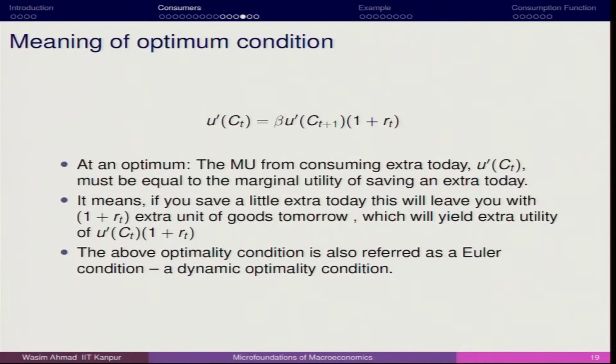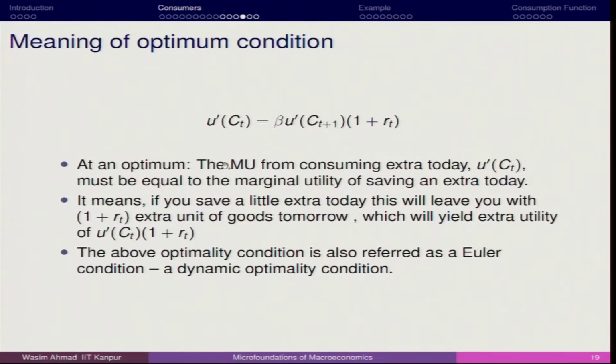These days a lot of theoretical aspects of macroeconomics are being examined, and in that context this particular textbook, this particular course, is going to be helpful. So, here the marginal utility of current consumption is equal to beta, and here you have the marginal utility of future consumption multiplied by this.